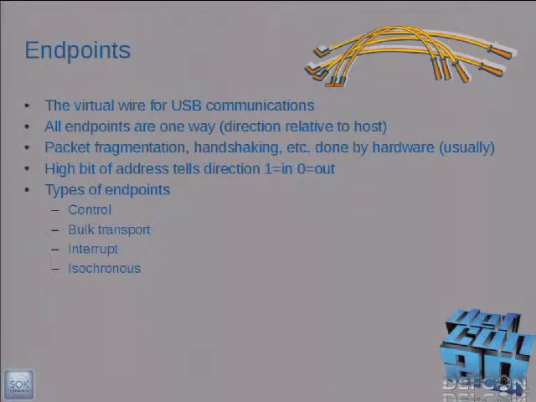Fortunately, a lot of the things like packet fragmentation, handshaking, and all that is done in hardware. You can get specialized controller chips to do this. And the address for each endpoint has a meaning. The high bit tells you whether it's in or out. And there are various types of endpoints. Control endpoints are something that every device has to have. You can have bulk endpoints, which we'll talk about a bit today, interrupt endpoints, and also isochronous endpoints.